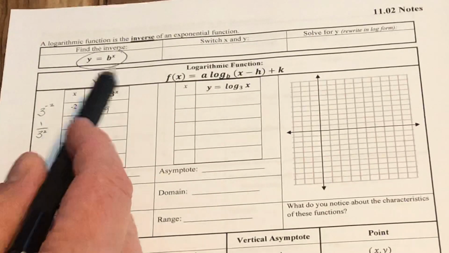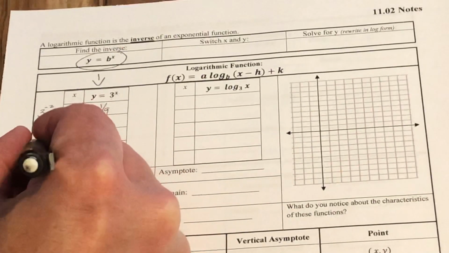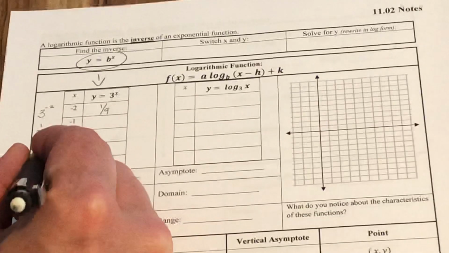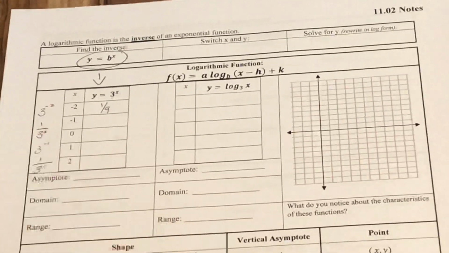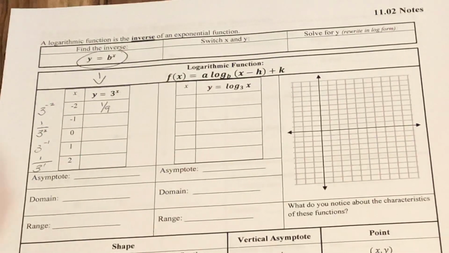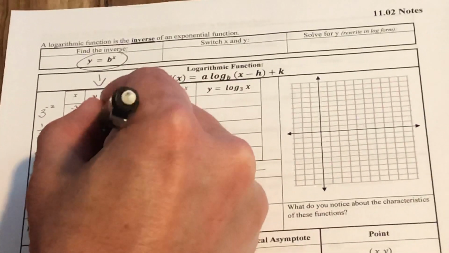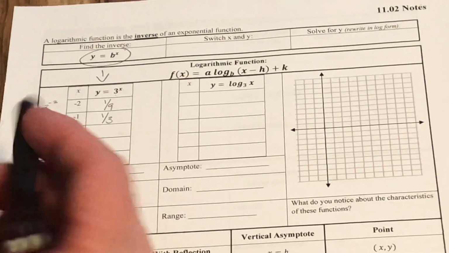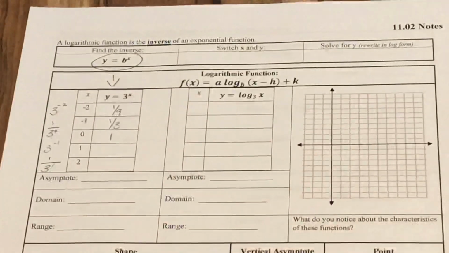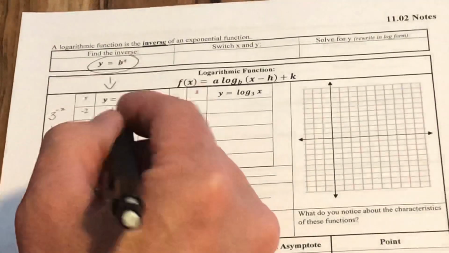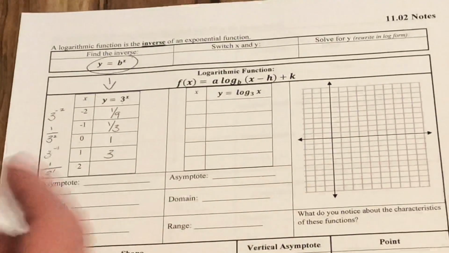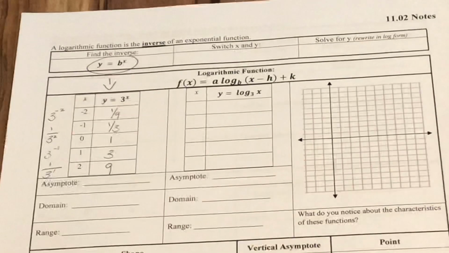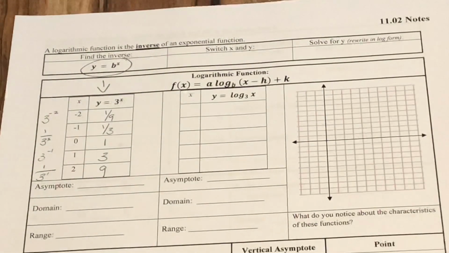If we plug in negative 1, we'd have 3 to the negative 1, which is 1 over 3 to the 1. Remember, we flipped that, so that is 1/3. Then we plug in 0. Anything raised to the 0 is simply 1. 3 raised to the 1 is 3. 3 raised to the 2 is 9. Okay, this was the baseline exponential.